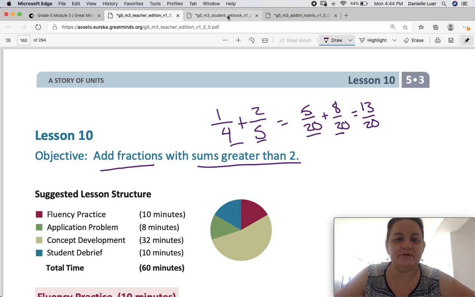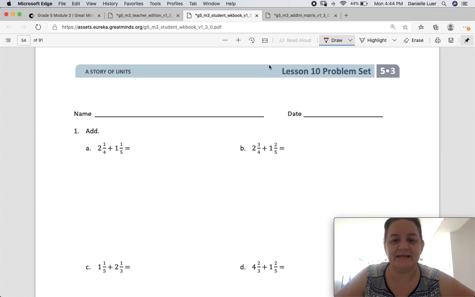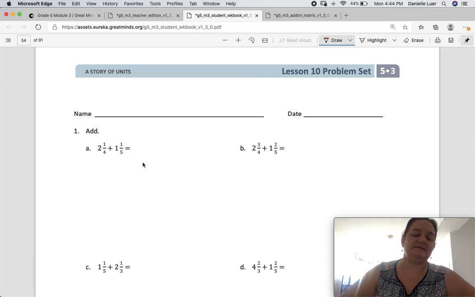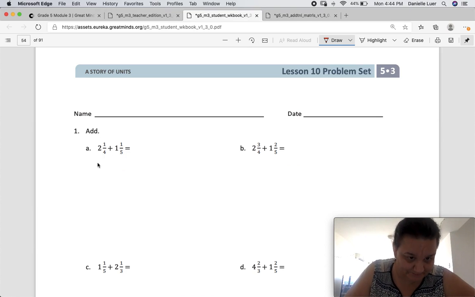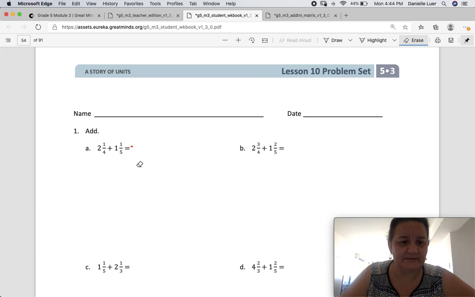Okay, please move to your Learn book, Lesson 10, problem set. This is more of the same. We're just adding. And I can do some things here to this problem to make it a little bit easier. I can move numbers around if it helps.